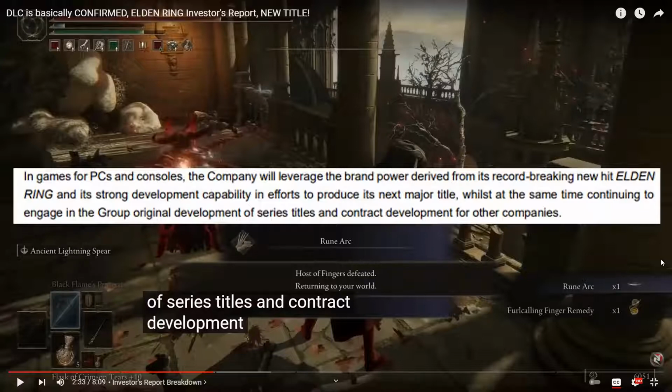So anyway, I digress. This is a forecast. So, things will only get better from here for Kadokawa, no? Na the company will leverage the brand power derived from its record-breaking new hit Elden Ring and its strong development capability. So merong assurances na ganito. So I think that would be enough, no, for this video. Let us go back to our presentation.